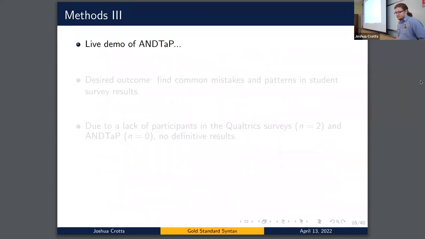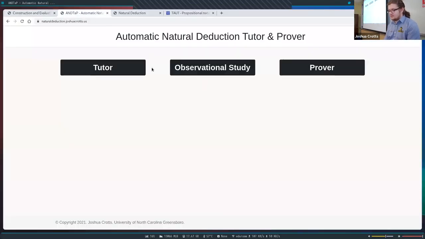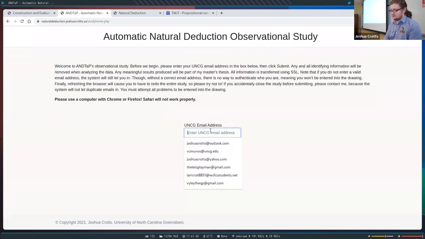All right, so now we're going to show what they had to do in ANTAP. So this is ANTAP. There are three components, so we're just going to go into the observational study portion.